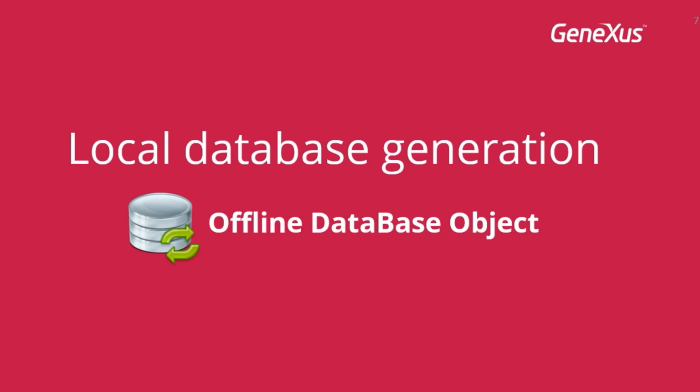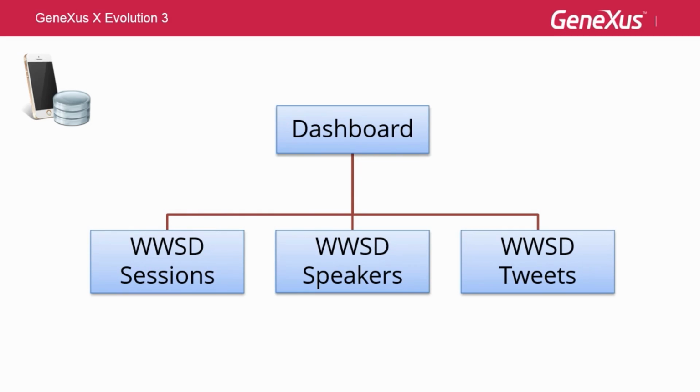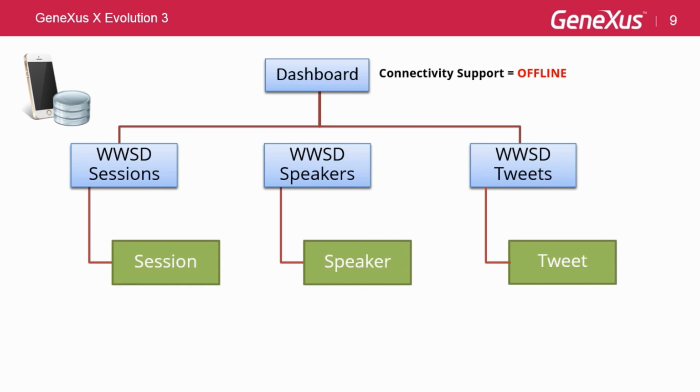So, how do we determine the tables that will be taken to a client's database? I brought this example to make the concept clear, and in line with what we just saw, it's an application for an event. I have a dashboard called Work with Sessions, a Work with Speakers, and a Work with Tweets. So what tables will end up in the device's internal database? For my dashboard, I defined connectivity support offline.